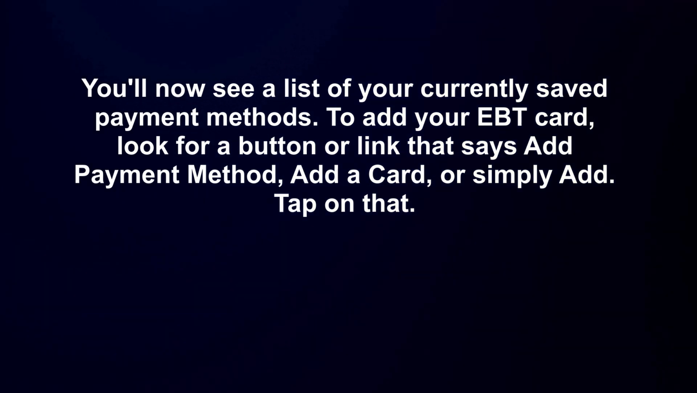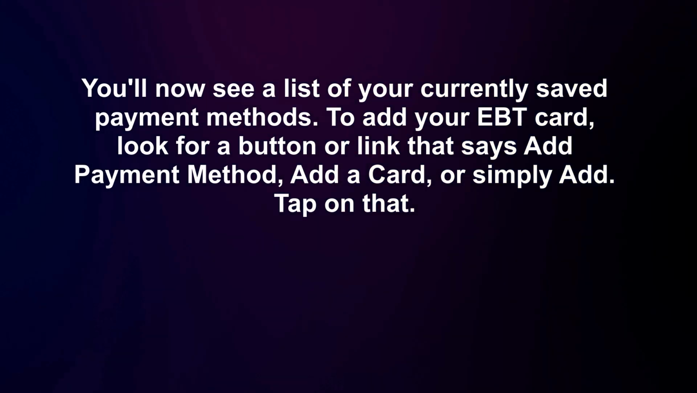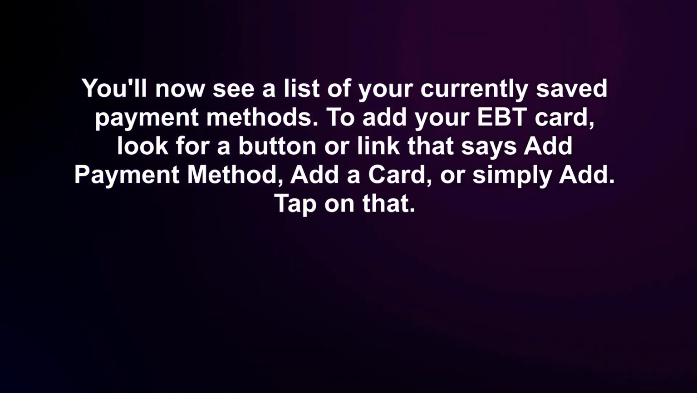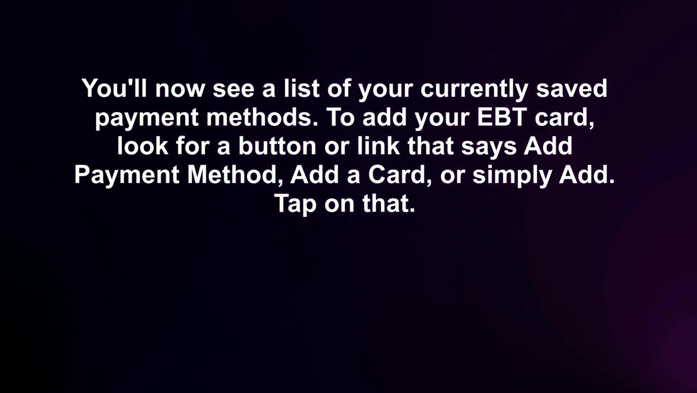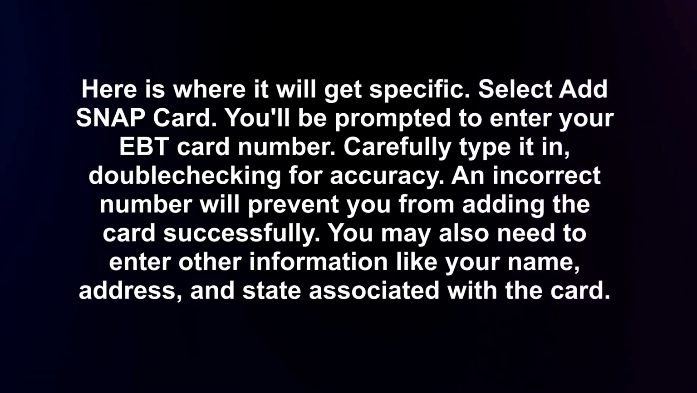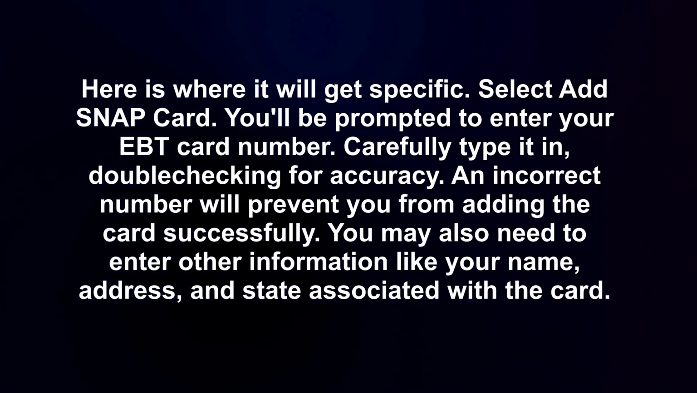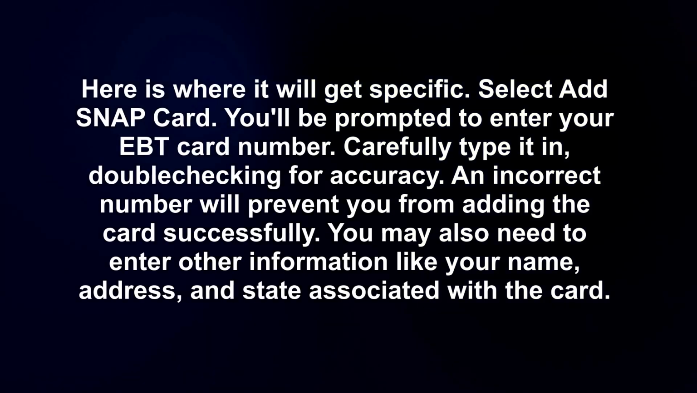To add your EBT card, look for a button or link that says Add Payment Method, Add a Card, or simply Add. Tap on that. Here is where it will get specific. Select Add SNAP Card. You'll be prompted to enter your EBT card number.